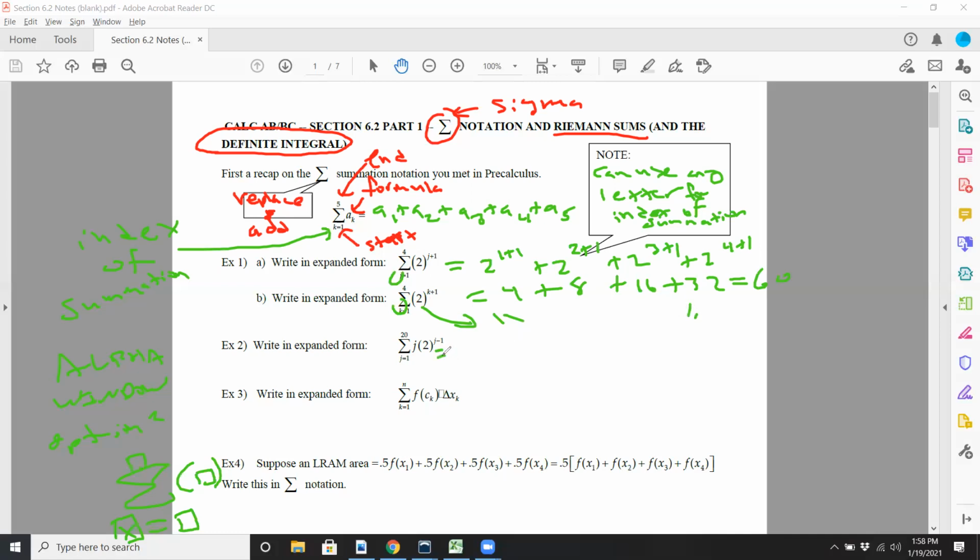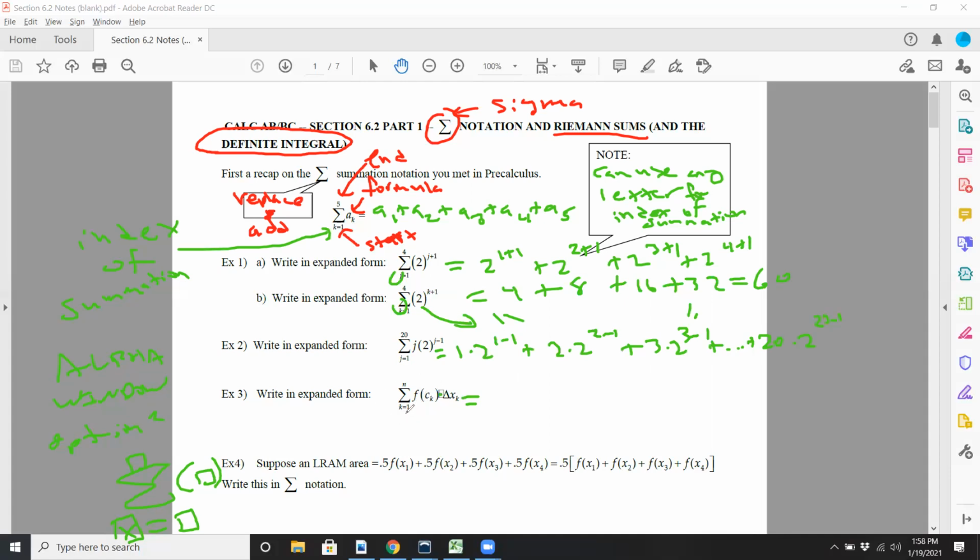Now, this one's kind of crazy. This is going from 1 to 20. And there's a J also being multiplied. So it's 1 times 2 to the 1 minus 1 power, plus 2 times 2 to the 2 minus 1 power, plus 3 times 2 to the 3 minus 1 power, plus dot, dot, dot. And then we go to the last number, 20 times 2 to the 20 minus 1 power. I don't expect you to actually know how to add all that in your head, but just so you know how it looks, like the pattern. There's supposed to be a times sign. I don't know what happened. There's a formatting issue.